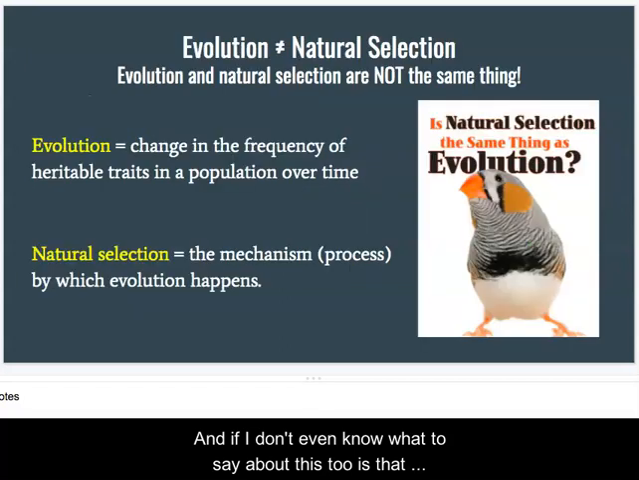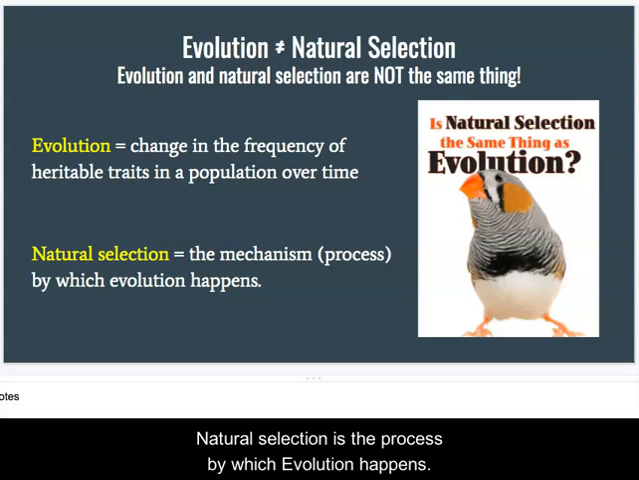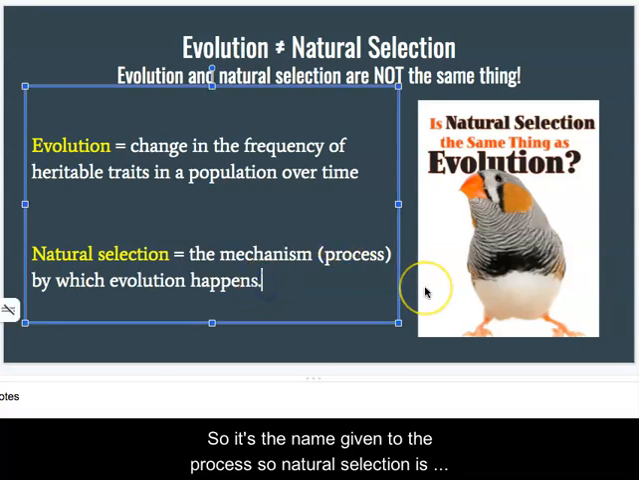And the final thing that I want to say about this too is that evolution and natural selection are not the exact same thing. They do go hand in hand, totally, but it's not the same thing. Evolution is the change in frequency or number of traits over time. Natural selection is the process by which evolution happens. So it's the name given to the process.